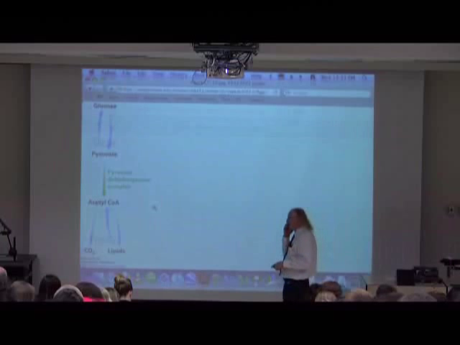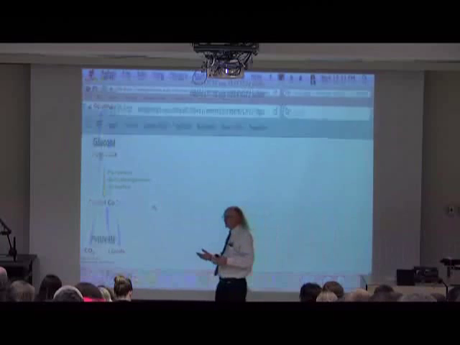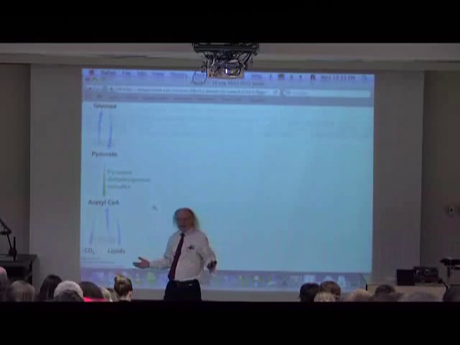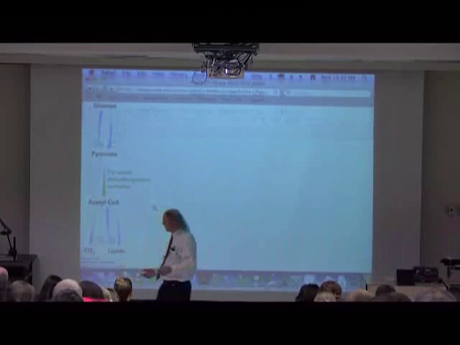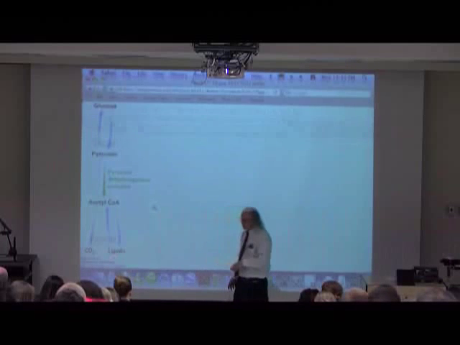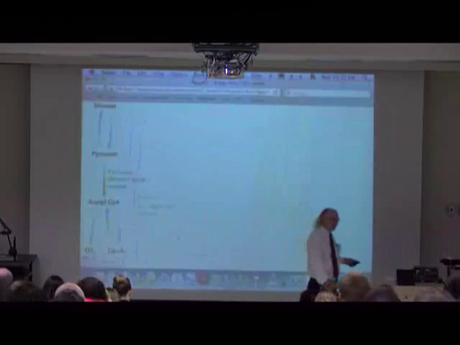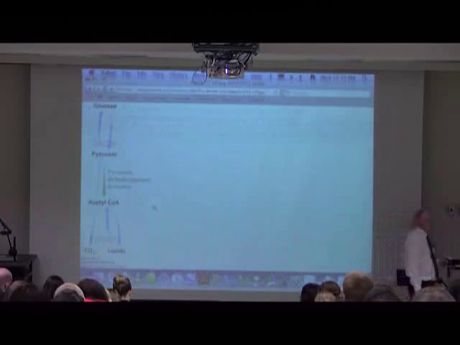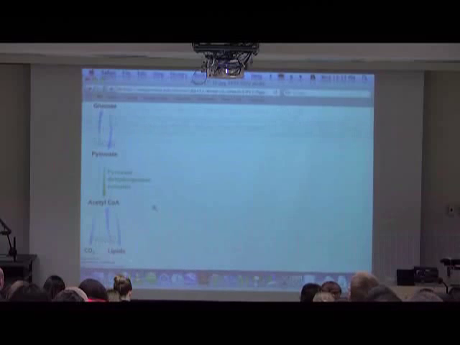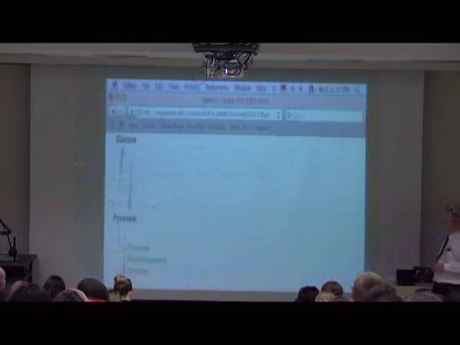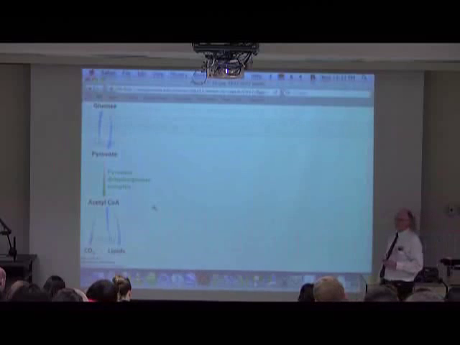On the other hand, if we're not needing the energy, such as would happen when we're not exercising and we're eating more than we really should, acetyl-CoA is going to go into lipids. And by lipids, for our purposes today, we're going to think fat. Acetyl-CoA is a source of material for making fatty acids.